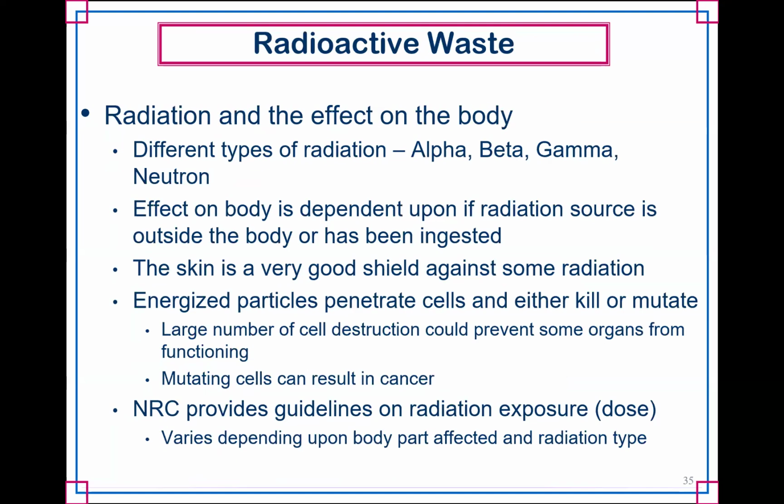So last couple things we'll talk about, which is radioactive waste and what happens. Radiation has different effects on the body depending upon where it comes into contact. So we have alpha, beta, gamma, neutron, different types of radiation that we see. And if you think about it, the skin is a great shield against radiation. If not, we would be stepping out of the sun and then we get sick immediately.